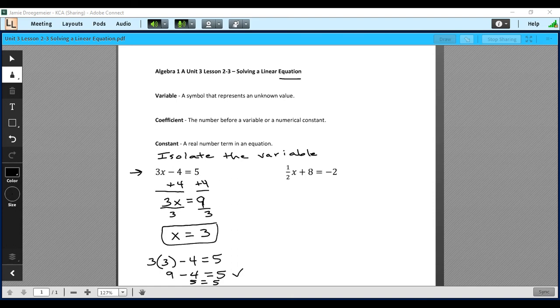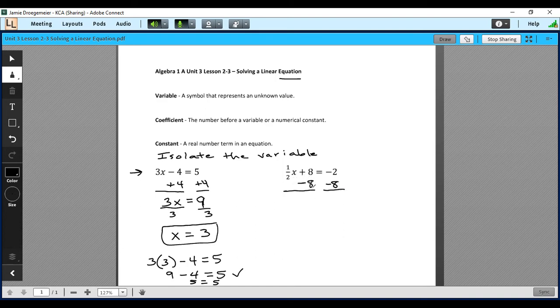In this one, we have 1/2 times x plus 8 equals negative 2. And so again, we want to start by isolating that variable. So right now, the x is being multiplied by 1/2, and then we are, excuse me, adding 8 to it. So if I want to undo that addition, subtraction is my inverse operation. So I'm going to subtract 8. And if I do it on one side, I'm going to do the same on the other side.